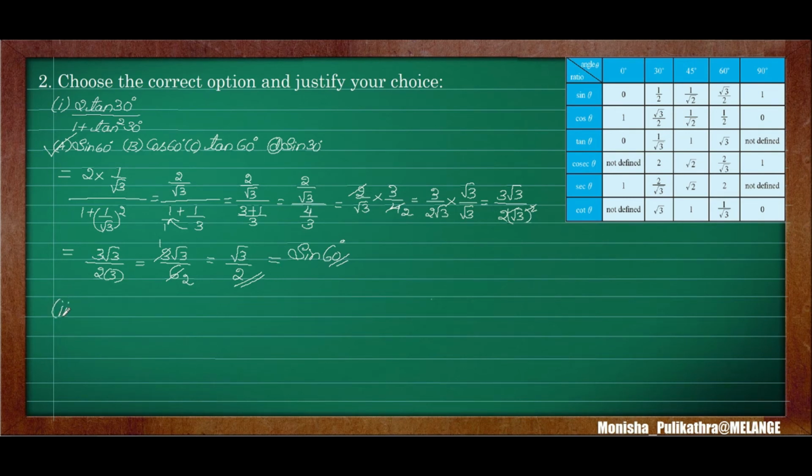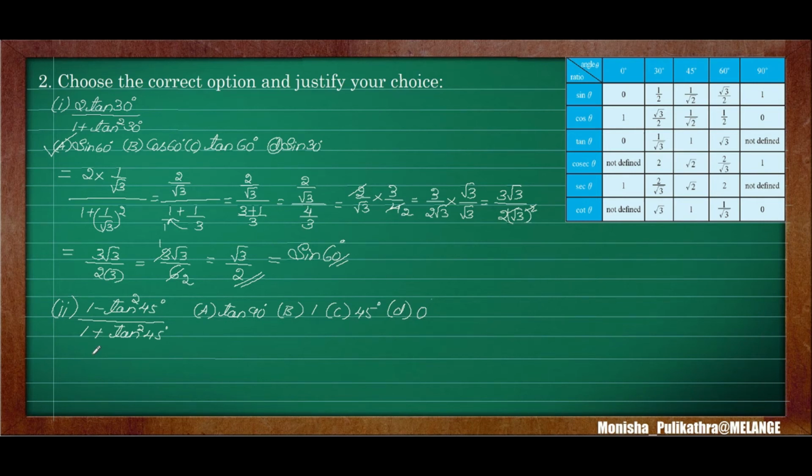So moving on to the second problem. The second problem is 1 minus tan square 45 degree divided by 1 plus tan square 45 degree. Here the options are given. The first option is tan 90 degree, the second option is 1, the third option is 45 degree and the fourth option is 0.